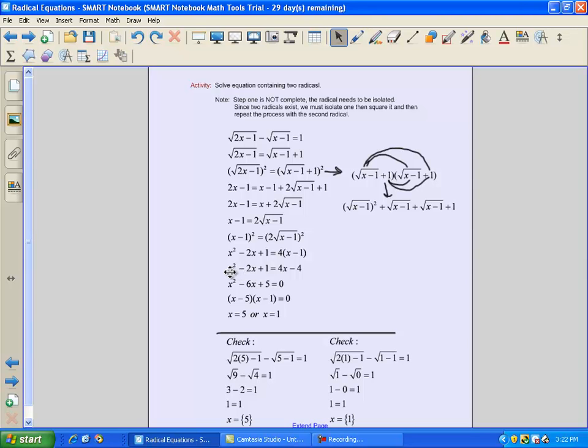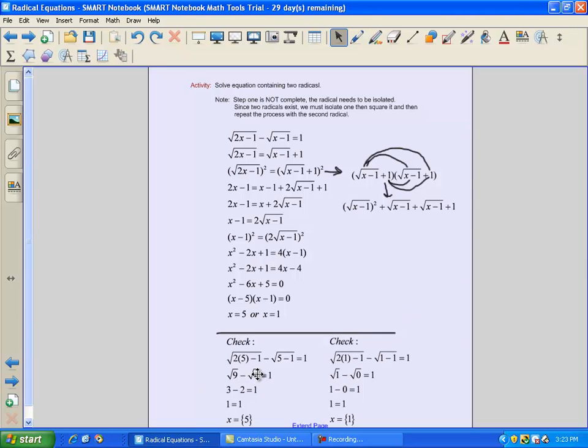I'm noticing that I have an x squared, and so both of these terms on the right are going to go to my left, and I'm going to set it equal to 0, and hopefully be able to factor. I can factor it down. Two numbers that multiply to give me 5 and add to give me negative 6: negative 5 and negative 1. So when I solve those, that'll give me 5 or 1 as a solution. It's possible that none of them work, one works, or they both work.